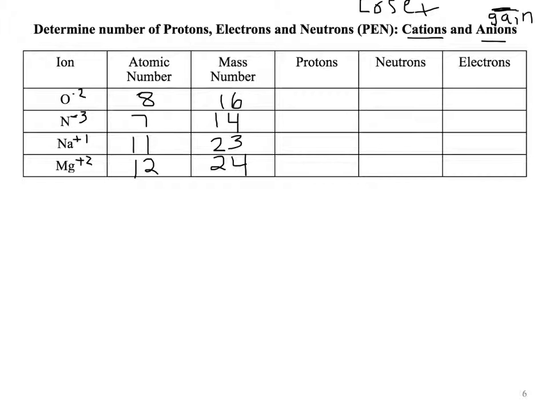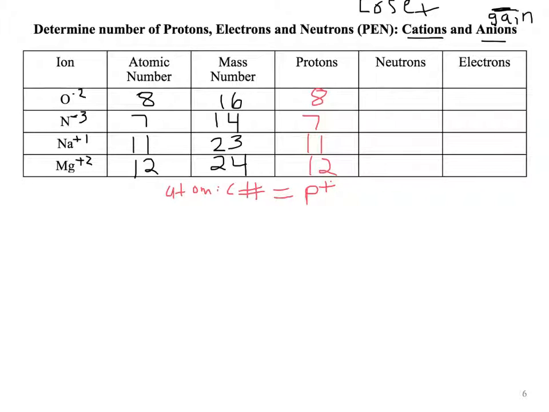Okay, so now the number of protons will never, ever, ever change whether it's in its cation form or its anion form. So, like we just learned from our previous slide, our atomic number is the same. Our atomic number is equal to the number of protons, right? P plus. So our protons are going to be the same as your atomic number. 8, 7, 11, and 12.